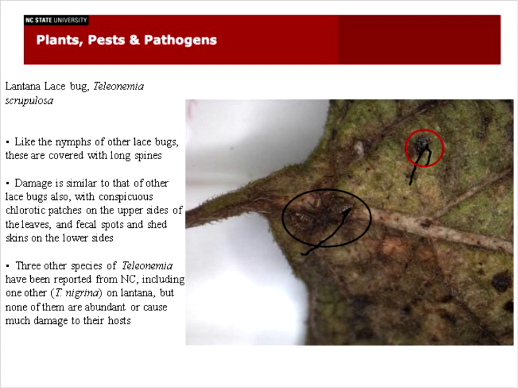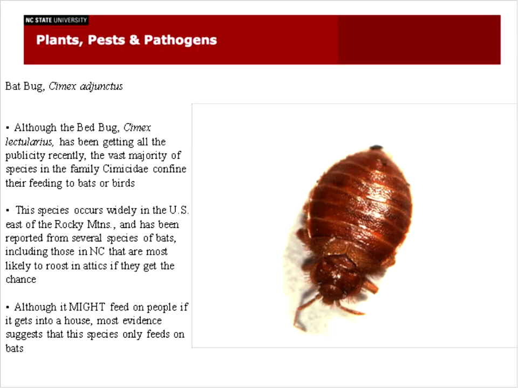The other species in the genus Teleonemia, one other, Teleonemia nigrina, has been reported on Lantana. A second species has been reported on beautyberry, genus Callicarpa, which occurs naturally here in North Carolina, even looks like an exotic plant of some kind. I have not personally seen that one. And the third species has only been collected a couple times as adults, but we don't know for sure what the host plant of that one is.